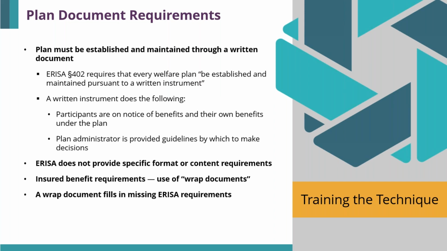So again, a plan must be established and maintained through a written document. ERISA Section 402 requires every welfare plan to be established and maintained in a written document. That written instrument does the following. It puts the employees on notice of what they're going to be provided, and it gives the plan administrator guidelines as to exactly what benefits are going to be provided. And that's going to be important because if you start varying benefits according to each employee, it's a violation of ERISA. So again, ERISA does not provide specific format or content.